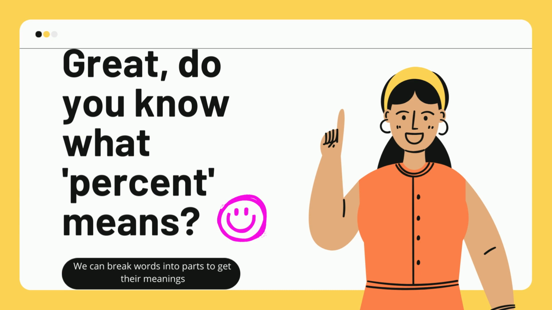Now, do you know what percent means? Because we use a lot of words and we don't fully understand what they mean. But I have a secret to share with you. We can know what many words mean by breaking the words into parts. So if we think of the word percent, we're hearing two syllables: per and cent. So we can break this word into parts to get its meaning. And that's just what we did.